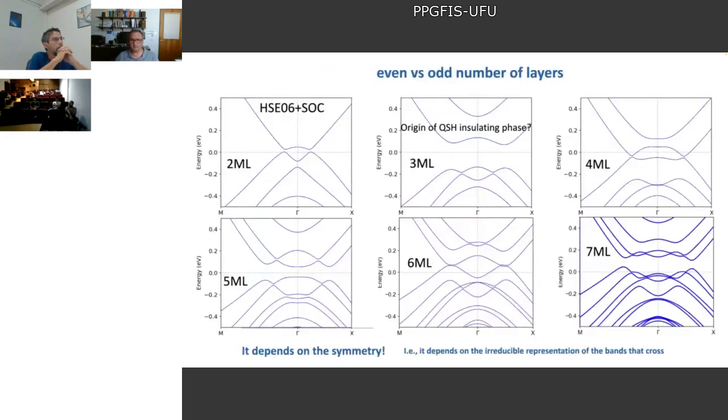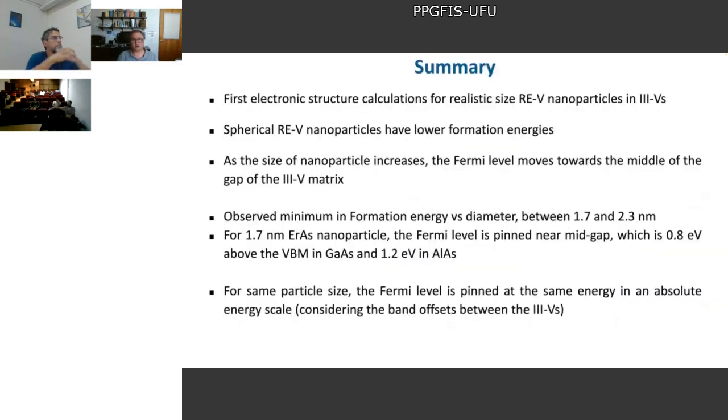So you can ask, okay, what is the deal with the even or odd number of layers? And we went through that problem. And yeah, essentially it depends on the symmetry. You can say, well, for three monolayers you do have some sort of inversion symmetry. For four monolayers, you don't have inversion symmetry, you have a non-symmetric group. So it depends essentially on the irreducible representation of the bands that cross. So I will stop here.